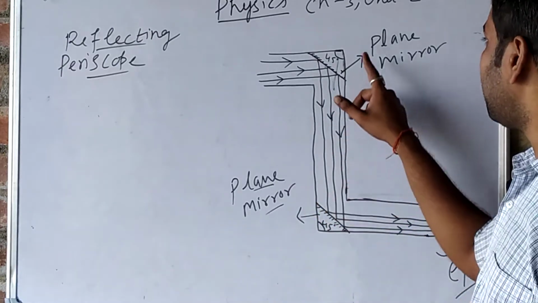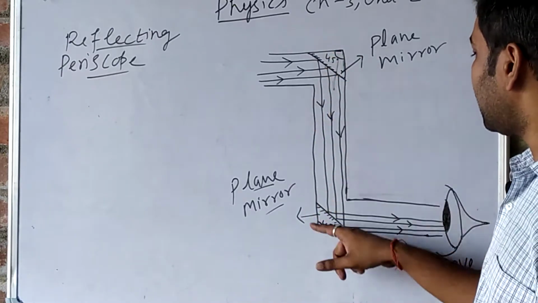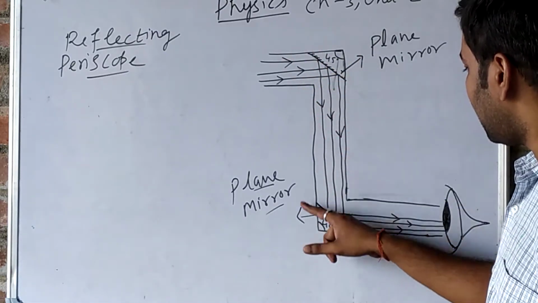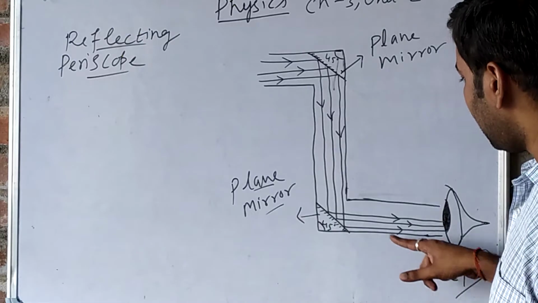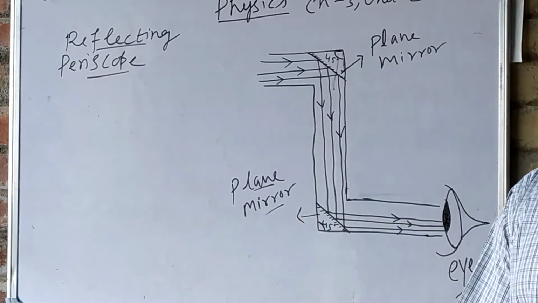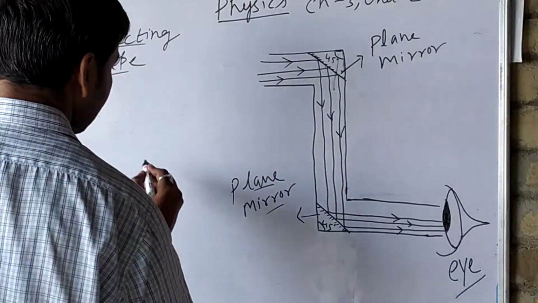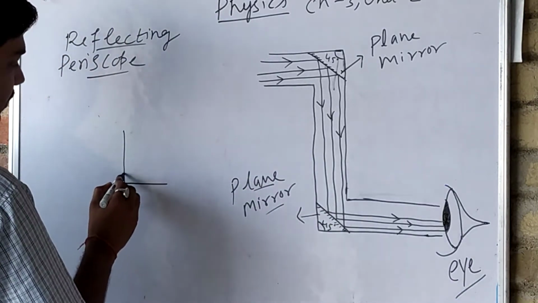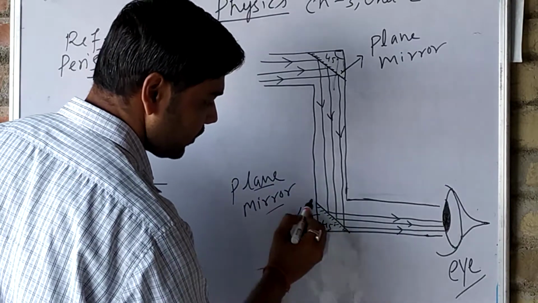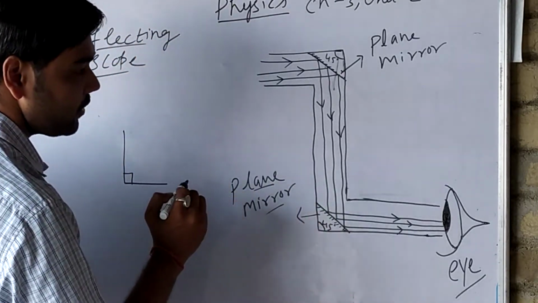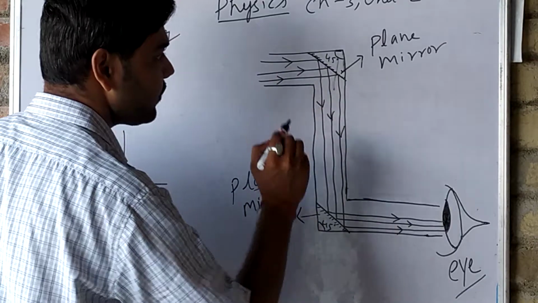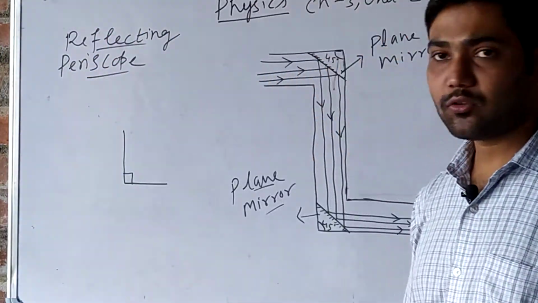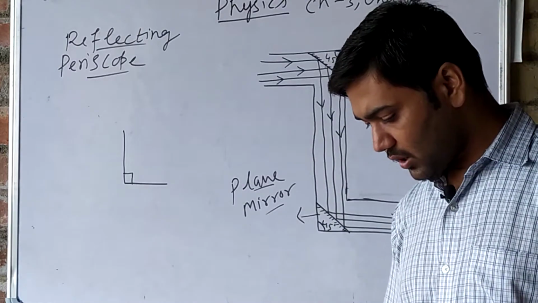See here, one mirror is here and one mirror is here, at the bends at right angle. This is the right angle. Here one mirror is placed, and here another mirror is placed. You all know now what a right angle is. Right angle means when we have a figure like this. At each right angle we have a mirror. So we have two mirrors in this reflecting periscope, and it is made up of a wooden cardboard.